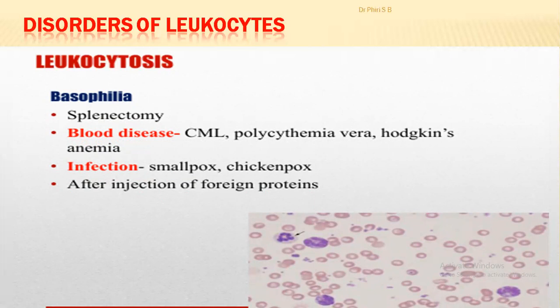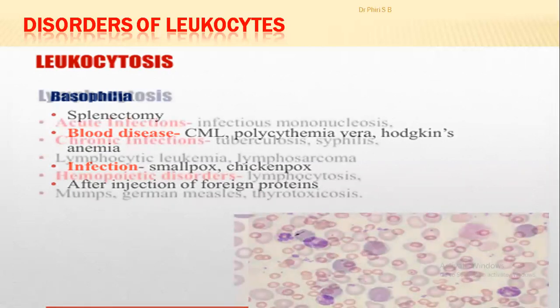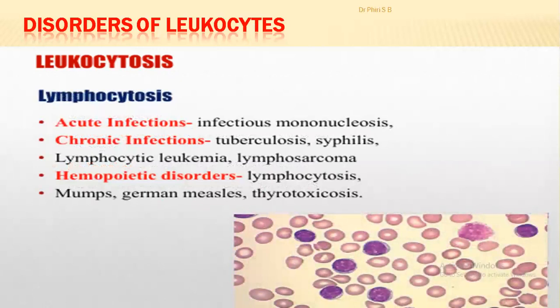Infections can also cause an increase in basophils because basophils are also involved in allergic reactions. So you can have infections that cause an increase in basophils, for instance, smallpox, chickenpox, and after injection of foreign proteins. So you're talking about an allergic reaction, with an increase in basophils. These are some of the conditions that will result in an increase in basophils.